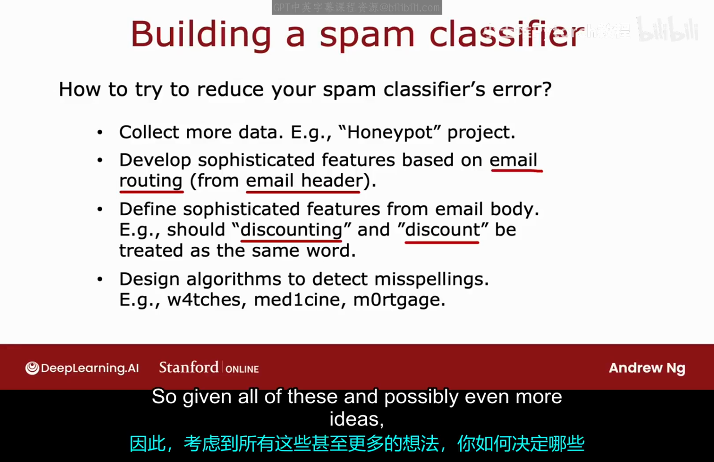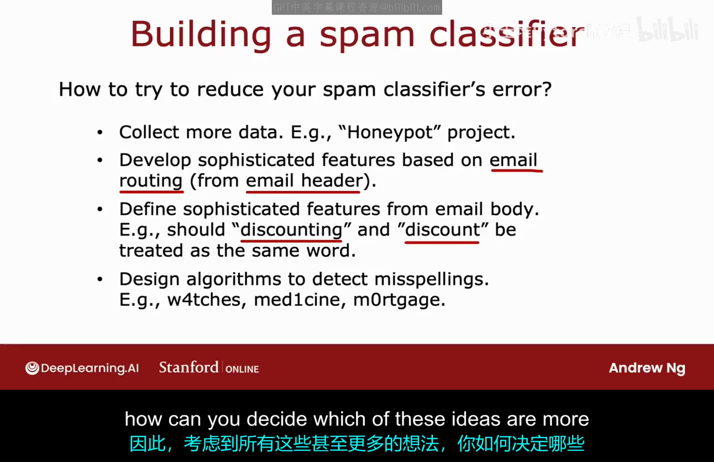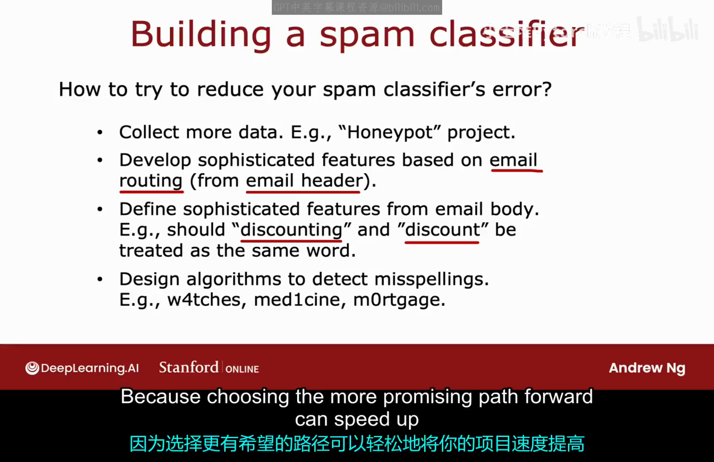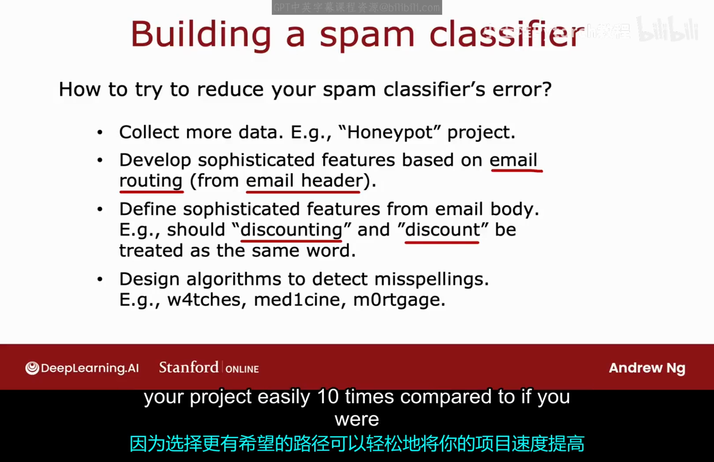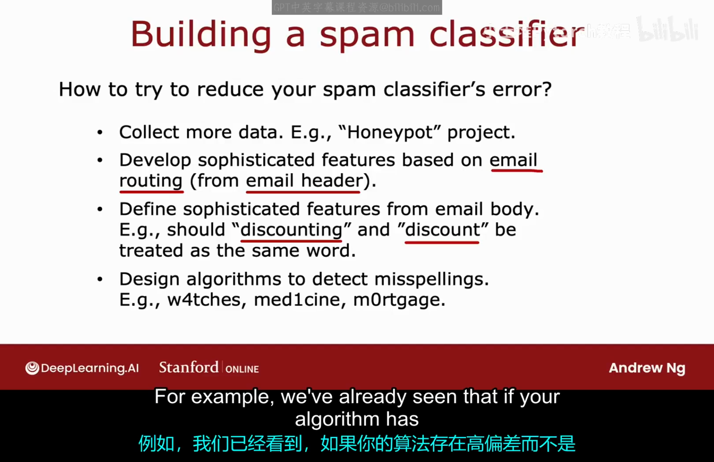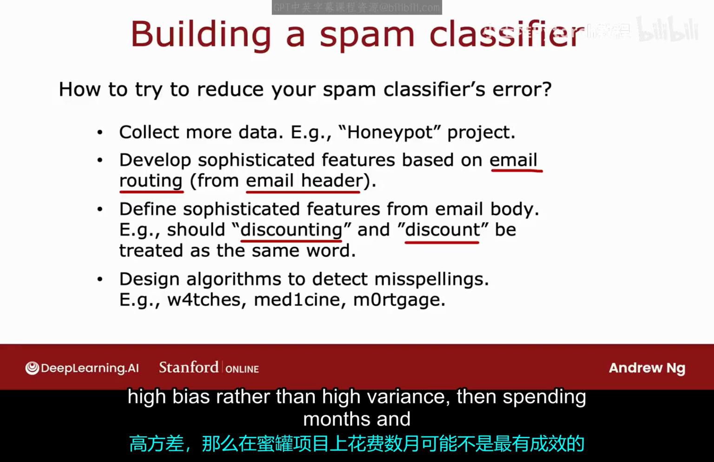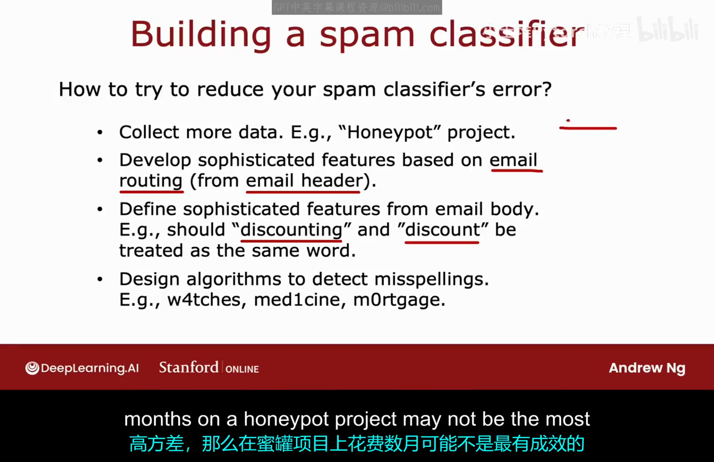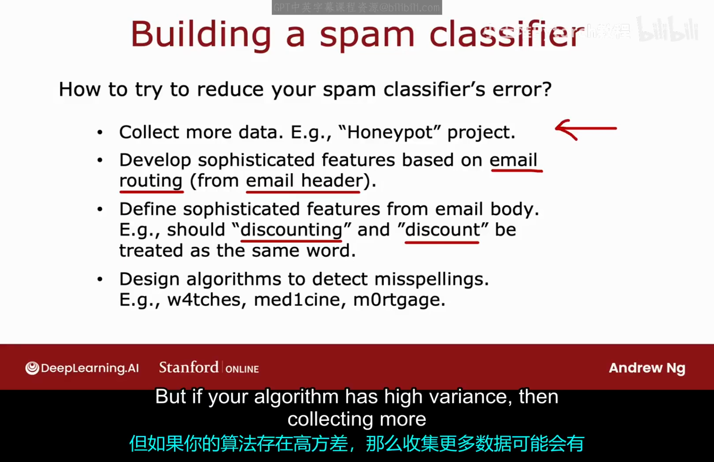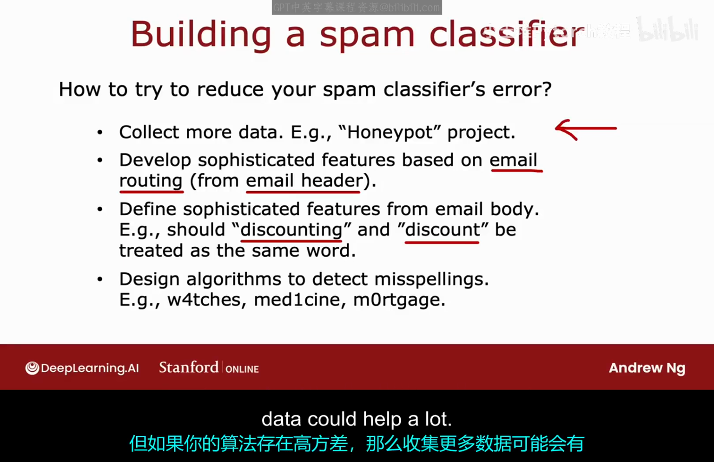So given all of these and possibly even more ideas, how can you decide which of these ideas are more promising to work on? Because choosing the more promising path forward can speed up your project easily 10 times compared to if you were to somehow choose some of the less promising directions. For example, we've already seen that if your algorithm has high bias rather than high variance, then spending months and months on a honeypot project may not be the most fruitful direction. But if your algorithm has high variance, then collecting more data could help a lot.